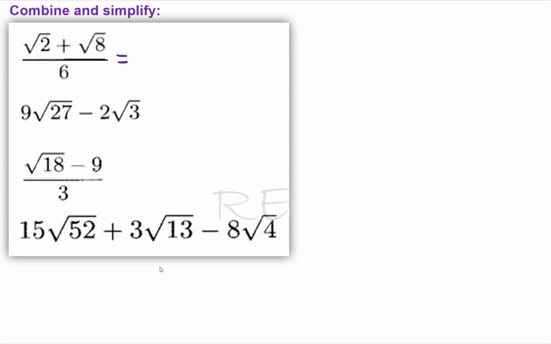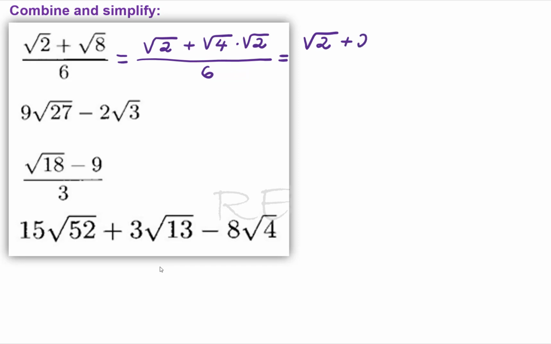Square root of 2 plus square root of 8, divided by 6, is equal to square root of 2 plus... Square root of 8 is square root of 4 times square root of 2, since 8 is 4 times 2, divided by 6. Square root of 2 plus 2 square root of 2 divided by 6 is equal to 3 square root of 2 divided by 6, which is, after canceling, square root of 2 over 2.